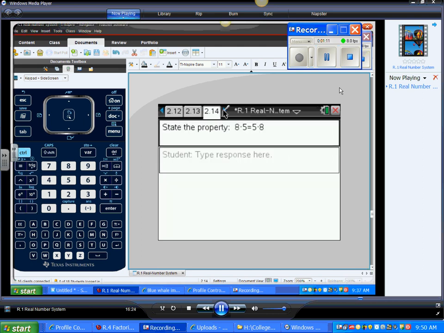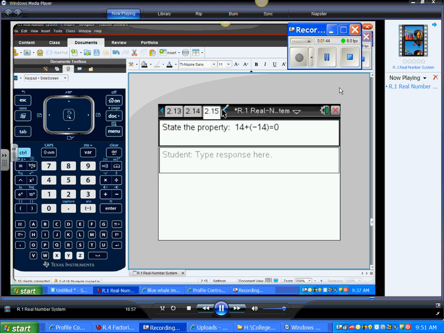State the property. 8 times 5 equals 5 times 8. What property is this? This is the commutative property. Okay? Commutative property of multiplication specifically. And you do need to specify. Okay, next page.